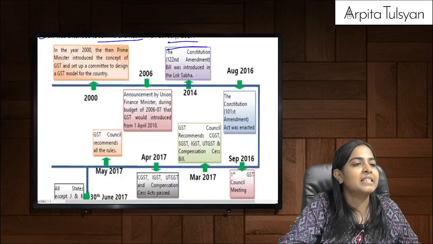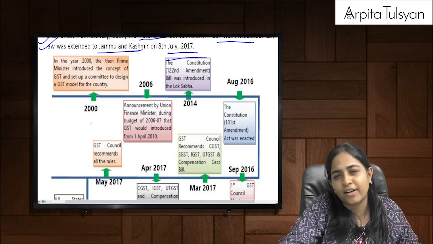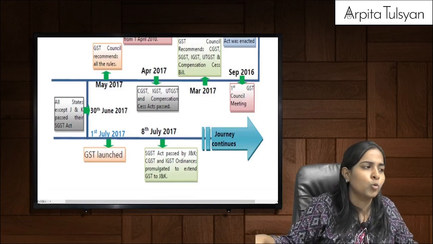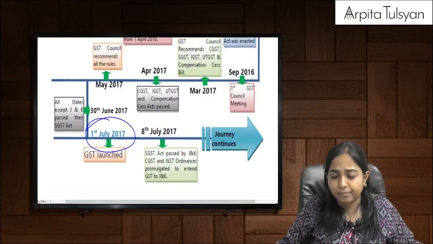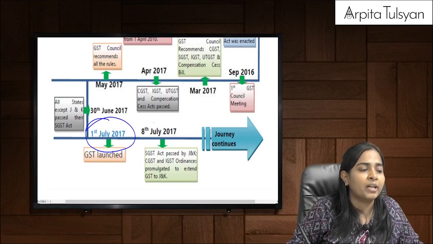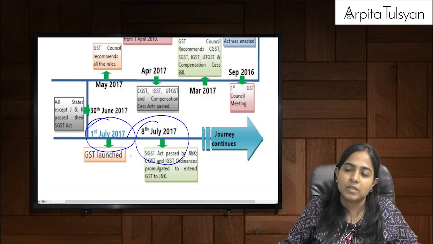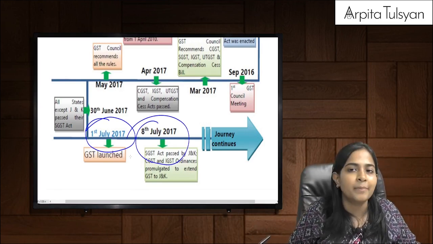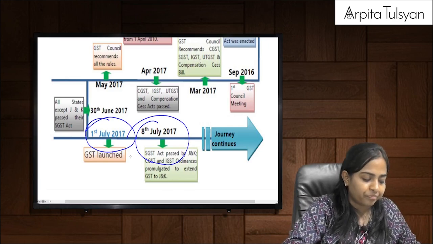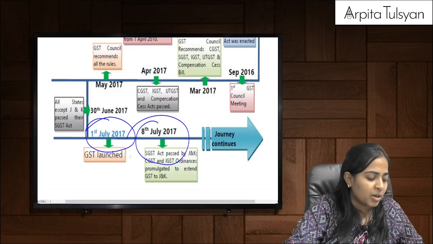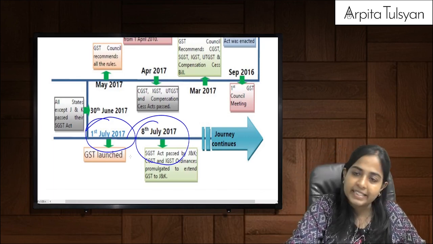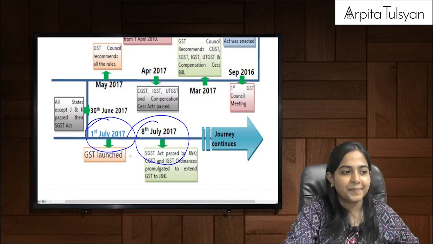Yes, and then there is this date chart given. This is just for reference. Please don't memorize this. This is just for the purpose of reference. Just remember two dates here. Normally, GST was launched on 1st July 2017 and on 8th July 2017, it was adopted by Jammu and Kashmir also. So, GST became applicable to the state of Jammu and Kashmir, or we can say Union Territory Jammu and Kashmir, from 8th July 2017. Very clear with this? Yes.